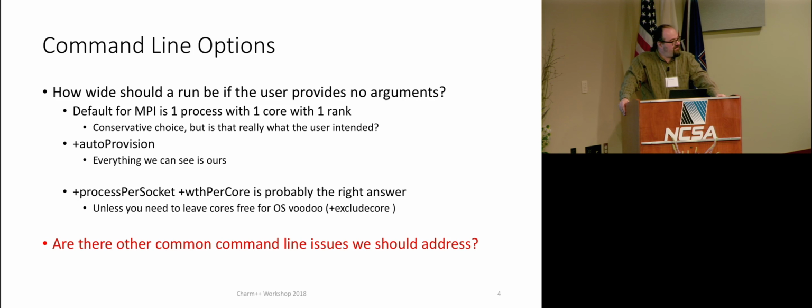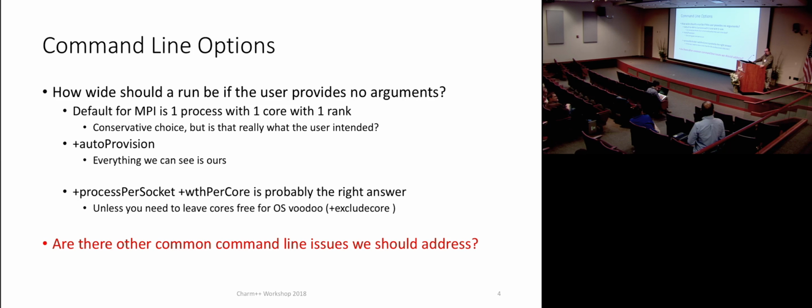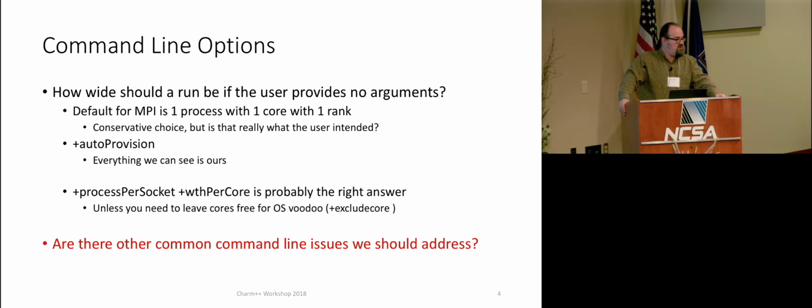One process per physical node. No, if you provide no arguments, you just get one process per core. One process on the 0th node, right? Is that the right answer? I don't know. We should. It's worth some discussion. Follow up in an email probably on that.